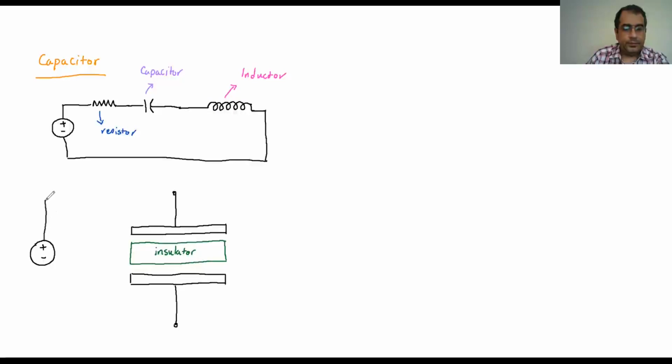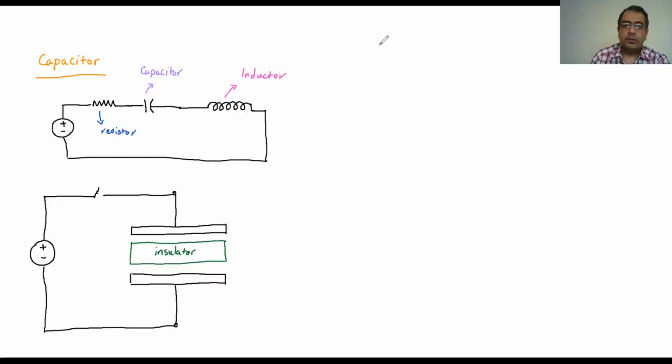Go there. Oops. Then I have a key. And it goes there. It goes here. It goes there. So as long as the key is open, nothing happens.